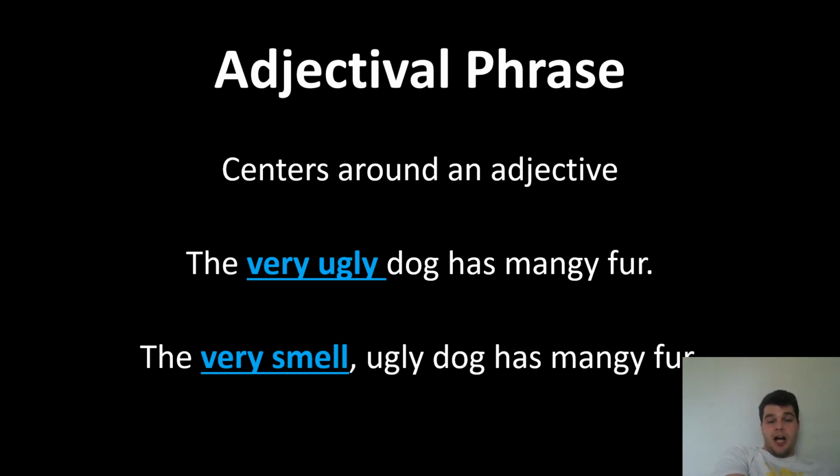So the very ugly dog is a noun phrase that's made up of smaller phrases. All right, very and ugly come together to form an adjectival phrase, and that adjectival phrase goes to be part of the noun phrase. So adjectival phrase is very ugly, noun phrase the very ugly dog.